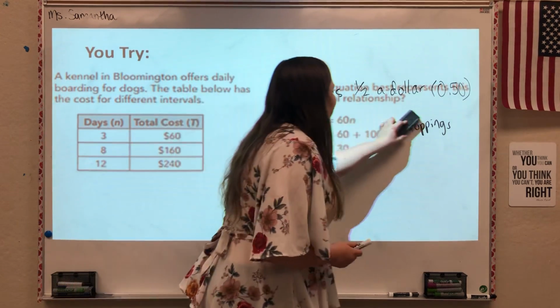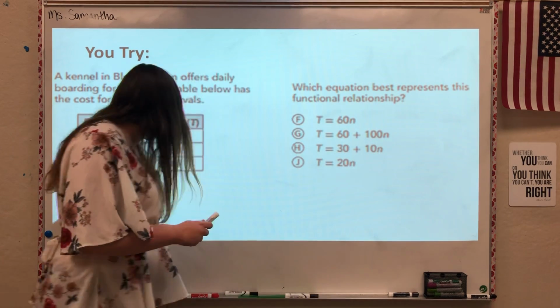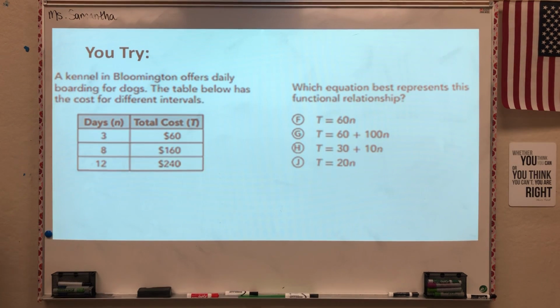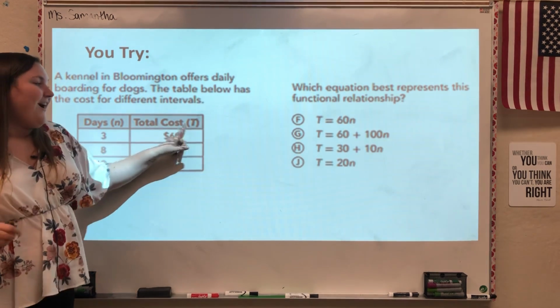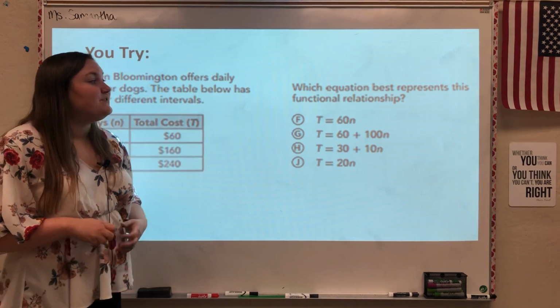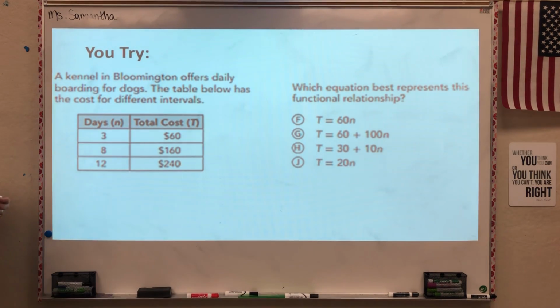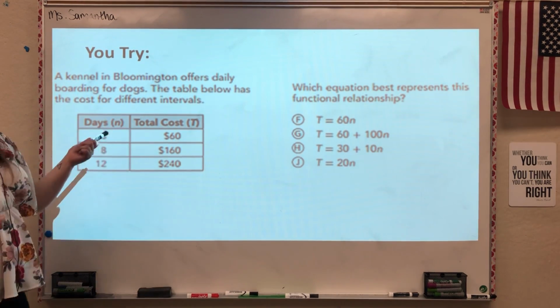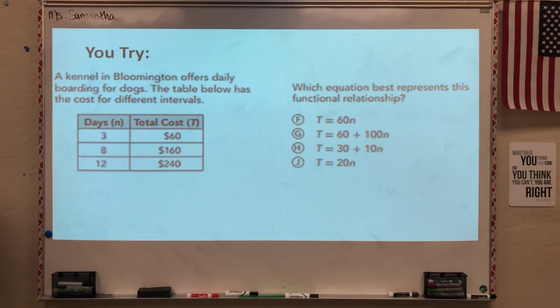I'll go ahead and erase all of this. In this problem here, we've got a kennel in Bloomington that offers daily boarding for dogs. The table below has the cost for different intervals. So in the table it says days as n and gives you 3 different pieces of data. And then it shows the total cost t, and it gives you the cost for 3 days, the cost for 8 days, and the cost for 12 days. The first question I have for you is which equation below best represents this functional relationship? Which of these equations goes with this table? Go ahead and try that.